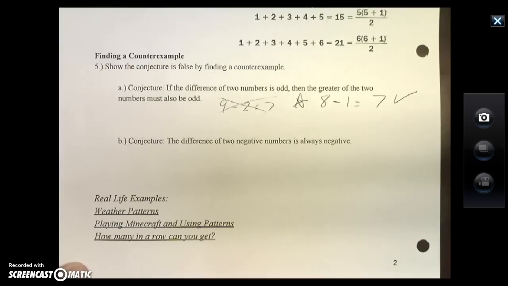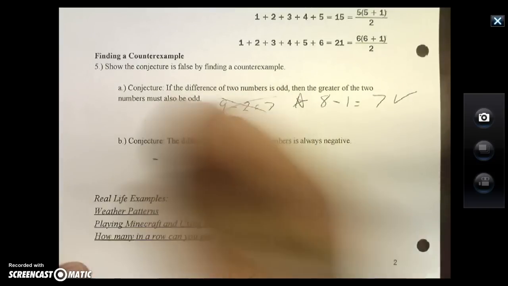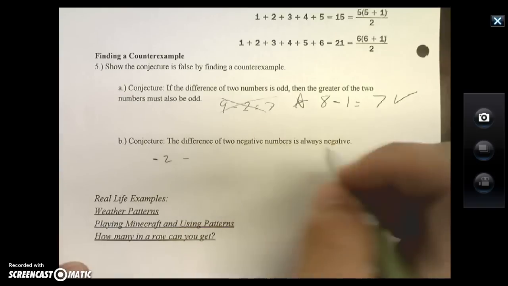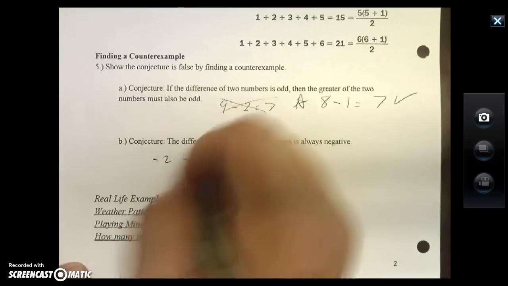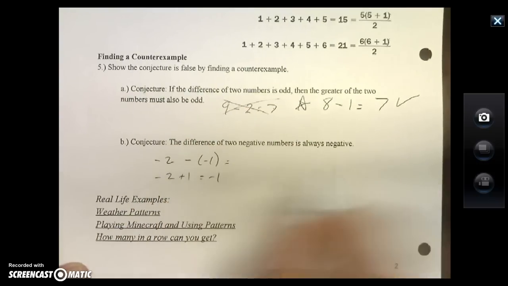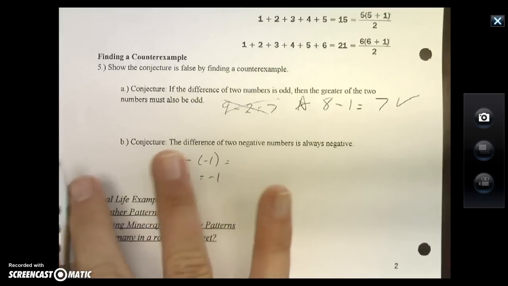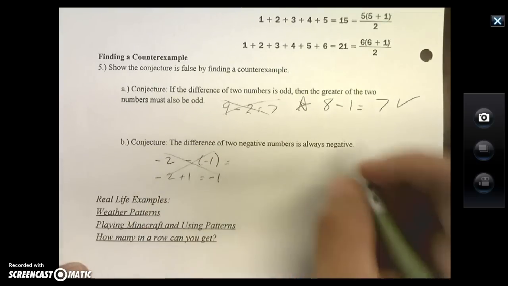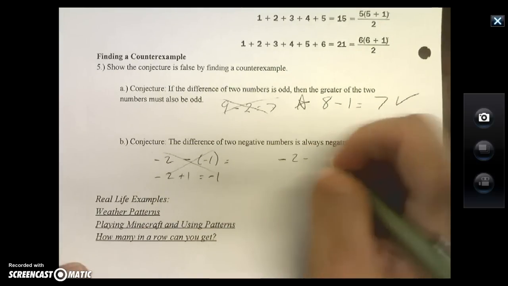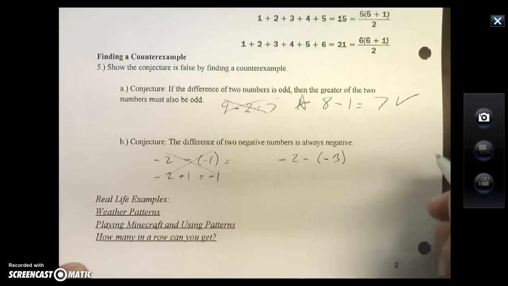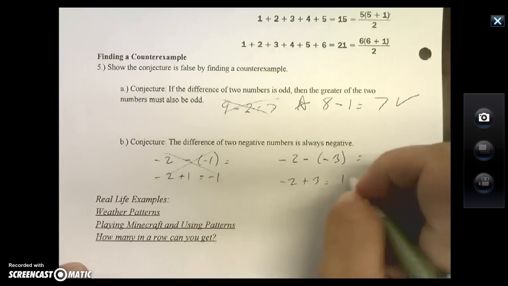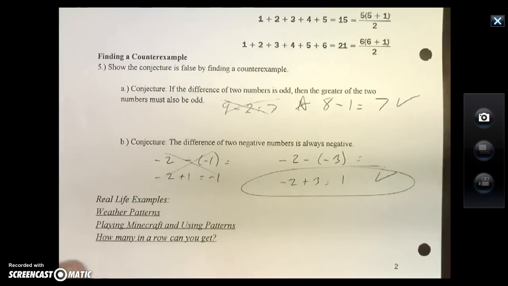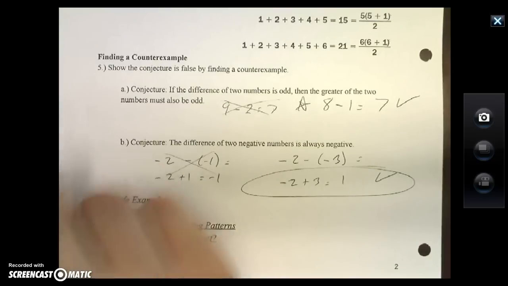Part B, conjecture: the difference of two negative numbers is always negative. So again, I'm going to show you one where it doesn't work. Negative 2 minus negative 1 becomes negative 2 plus 1, which is negative 1. That does not help disprove it. So I have to think of a different example. Well, let's try something like negative 2 minus negative 3. Negative 2 plus 3 gives me positive 1. There's a good counterexample.